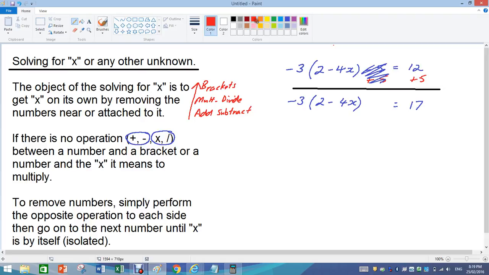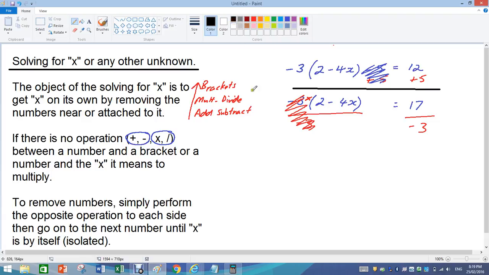Next. We need to get rid of this minus 3, but be careful, we don't just do plus 3, because there's a times here that wasn't written. So it's minus 3 times the things in the brackets. So to get rid of it, the opposite of times is divide. So we divide by minus 3. And then on the right side, divide by minus 3. So, minus 3 divided by minus 3, that's just 1 because it's the number divided by itself. So we don't have to show ones.